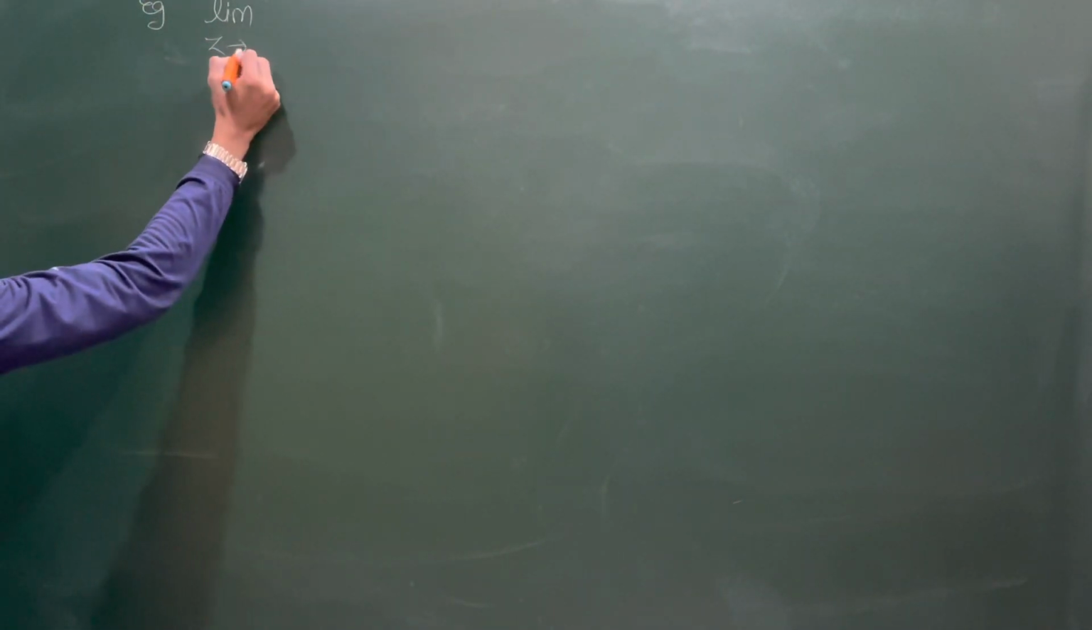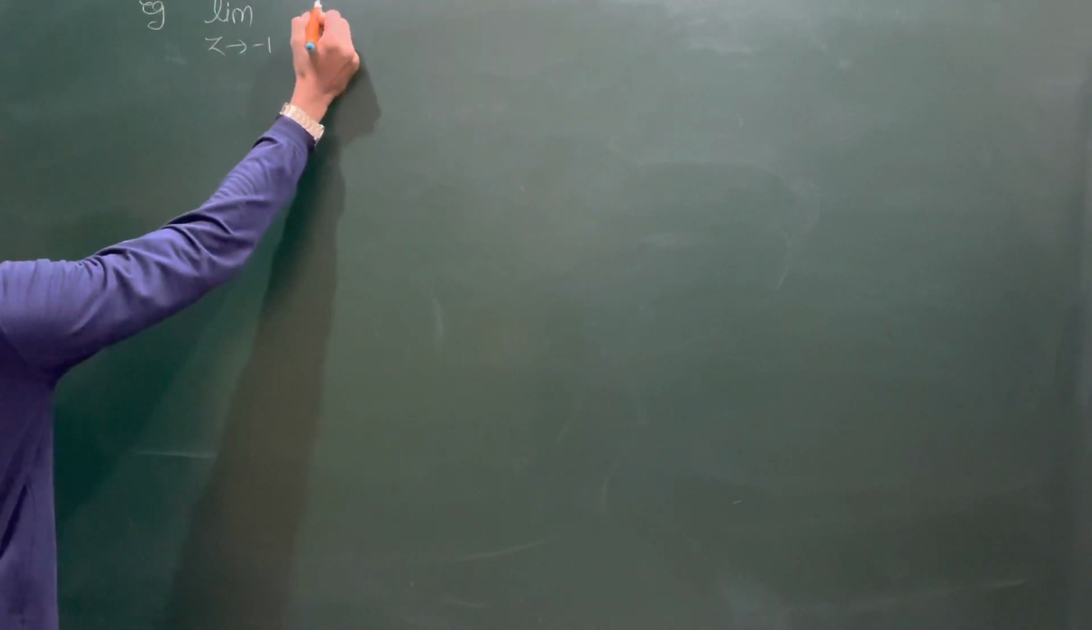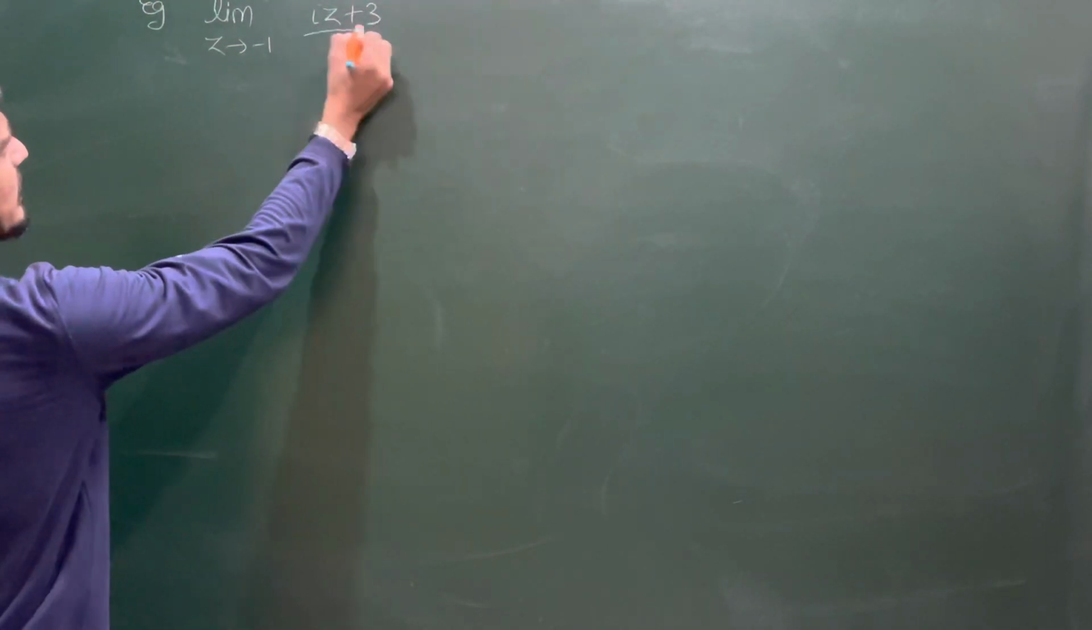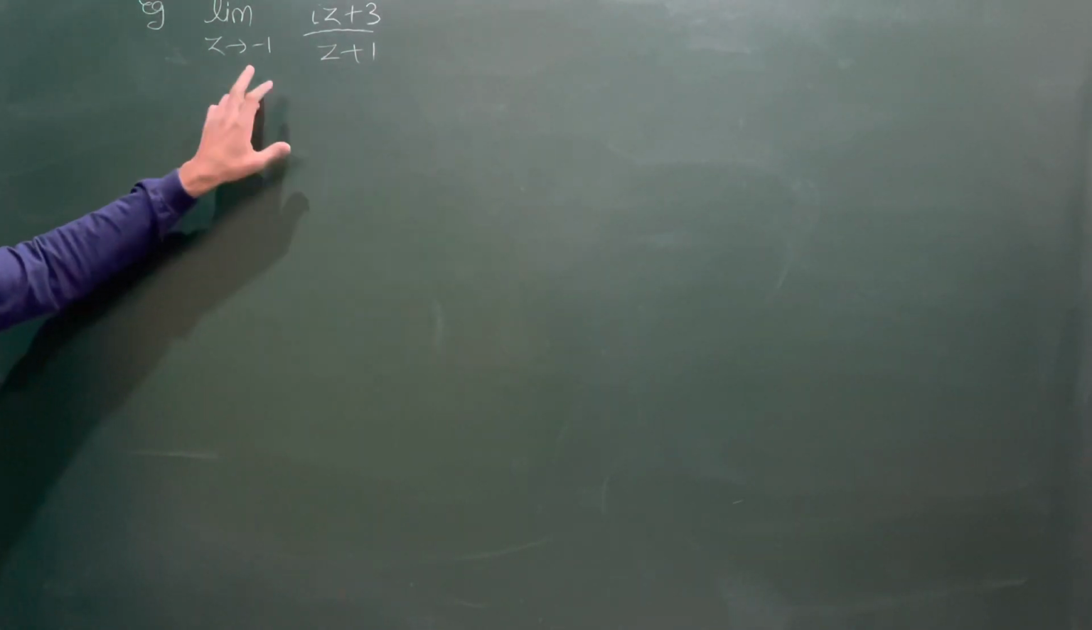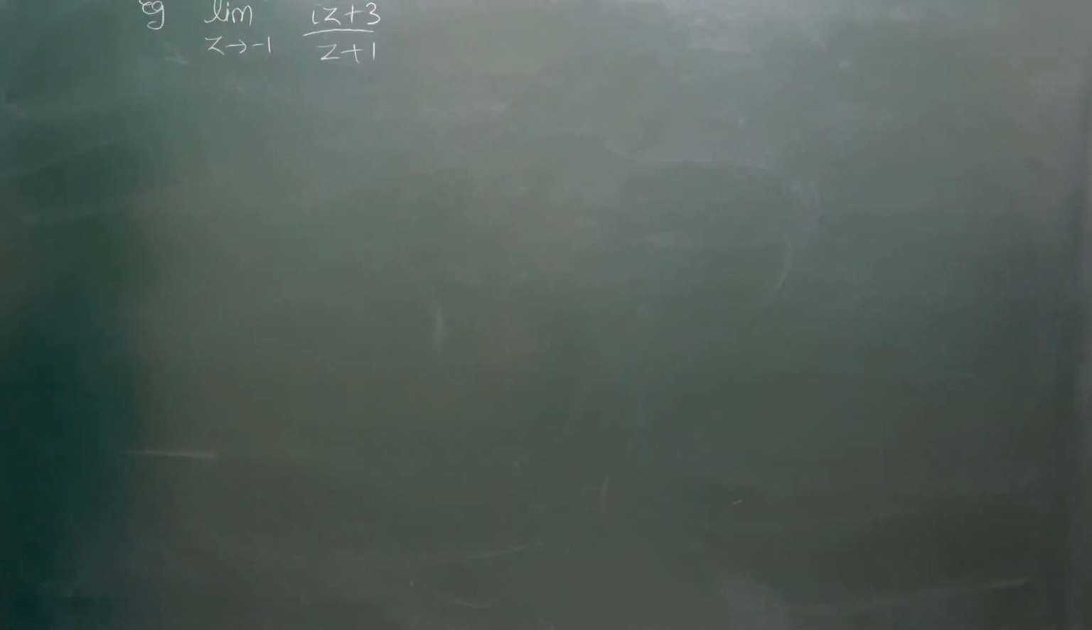What about this? Limit z approaches minus 1, iota z plus 3 upon z plus 1. This is the example of Brown and Churchill book. So what can you say about this limit?